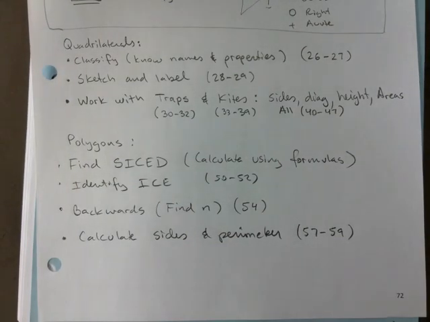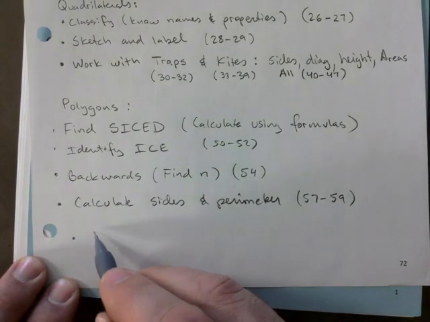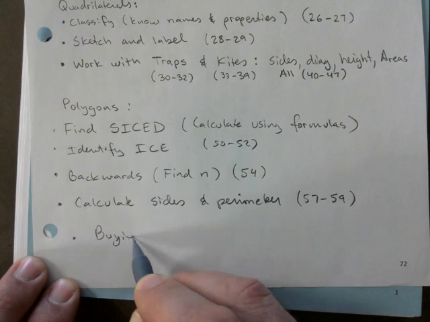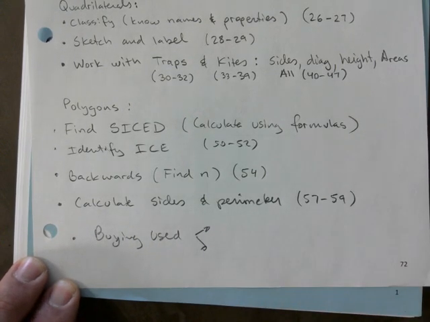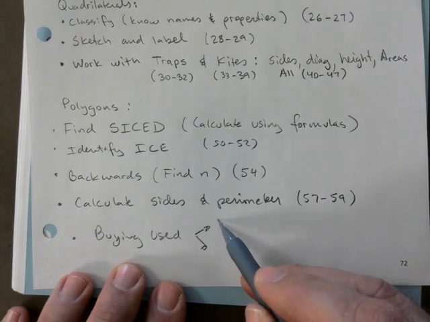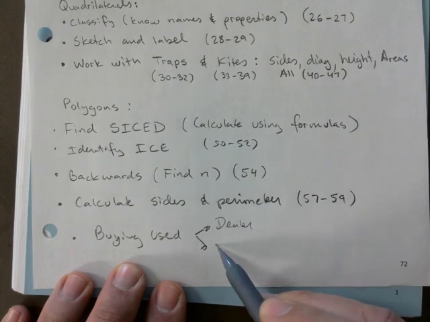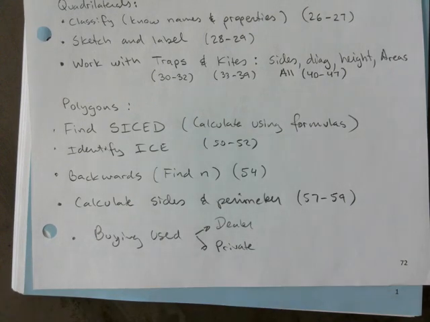And last but not least, I snuck in one vehicle finance question. Buying used. What are the two options when you buy used? You buy it from a dealer, or that's right. So just review what would be the difference there. Buying a used polygon, dealer or private, right? Not vehicle finance.